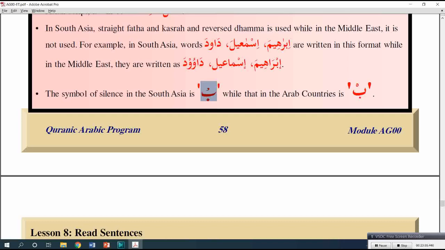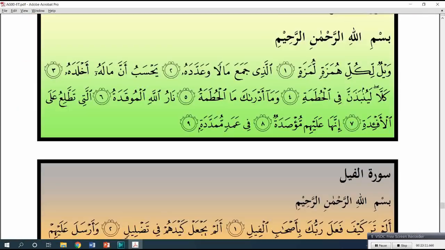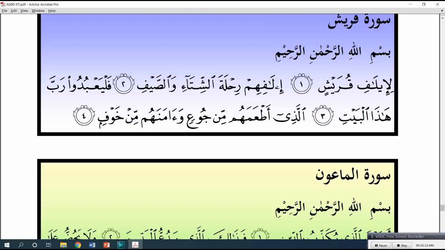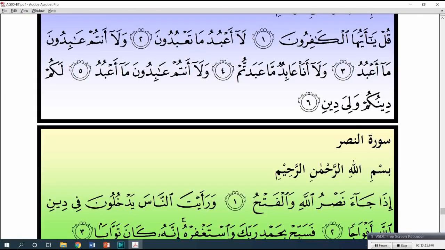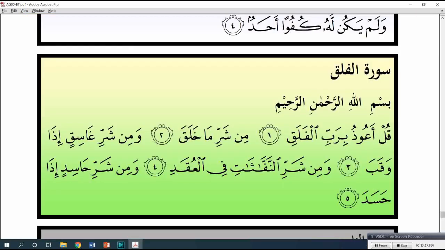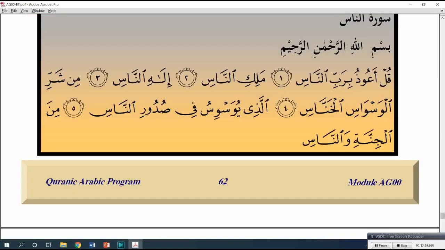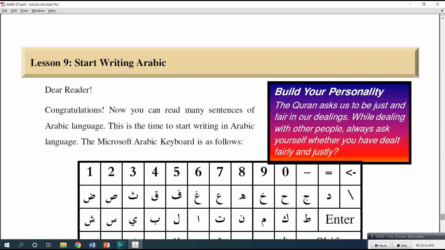So now you have to practice all these surahs and then match with the Qari, and whatever your mistakes are, you can avoid them in future. Inshallah, in the next lecture we will discuss starting to write Arabic as well, inshallah. Whatever questions you have, please send them to me by email. I will give the answers.